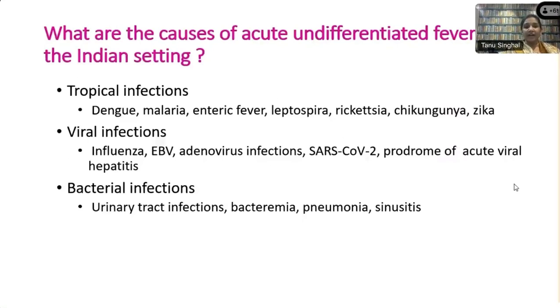Then we have various viral infections. Now, when we talk about influenza, you think that this will be a patient who will have fever, cough, cold. But there are lots of cases of flu, which initially in the first 3 to 4 days can just present with fever with no localization to the respiratory tract. All of you know about infectious mononucleosis.